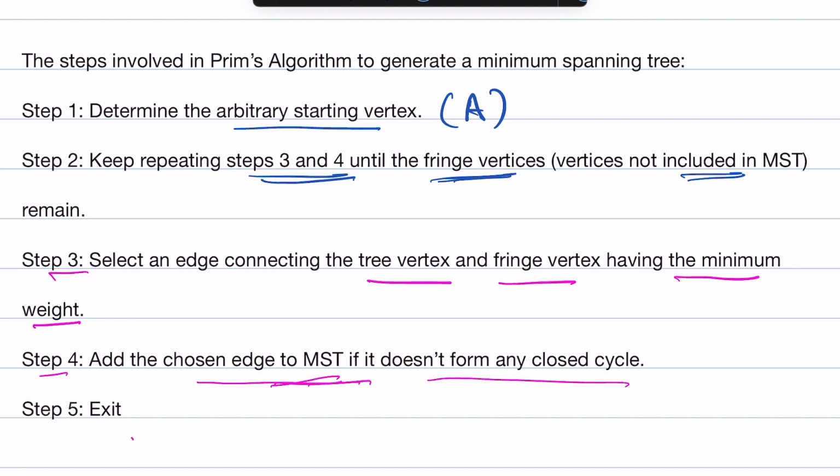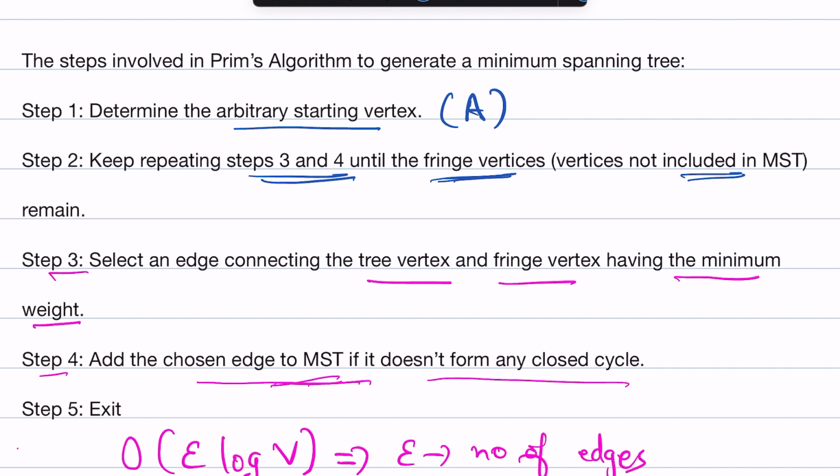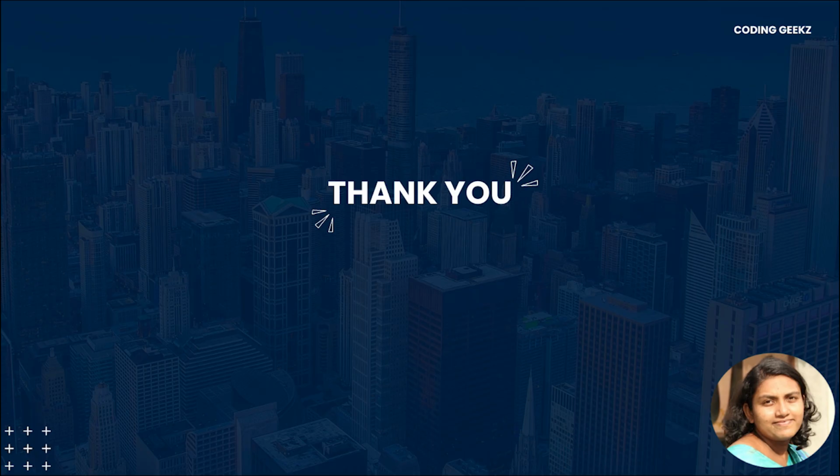So this is all about Prim's algorithm. And now let us see the time complexity of Prim's algorithm. The time complexity is order of E log V, where E is the number of edges and V is the number of vertices of the graph. Thank you.